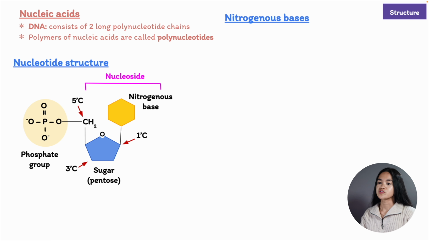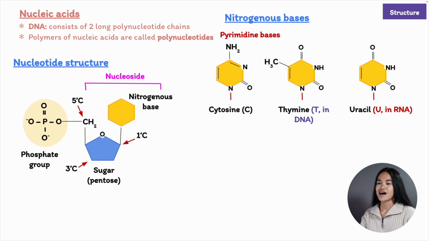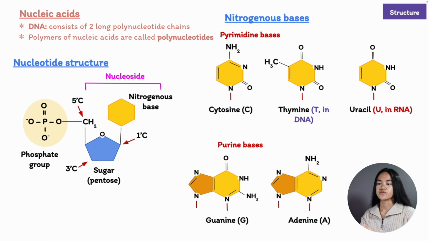There are 2 families of nitrogenous bases, pyrimidines and purines. It's like Romeo and Juliet. A pyrimidine has 1 6-membered ring of carbon and nitrogen atoms. The members of the pyrimidine family are cytosine, thymine, and uracil. Uracil is only found in RNA. Purines, on the other hand, are larger, with a 6-membered ring fused to a 5-membered ring. The purines are adenine and guanine. Okay, so that's the nitrogenous base.